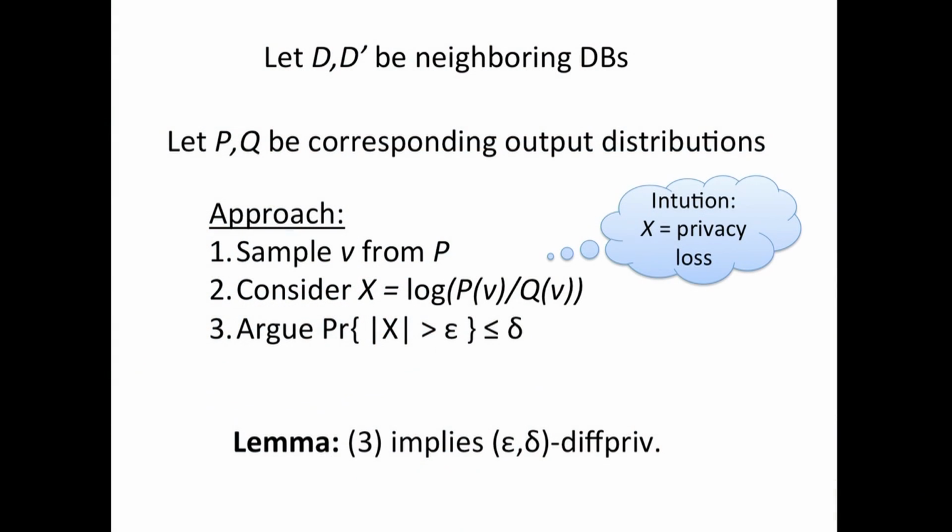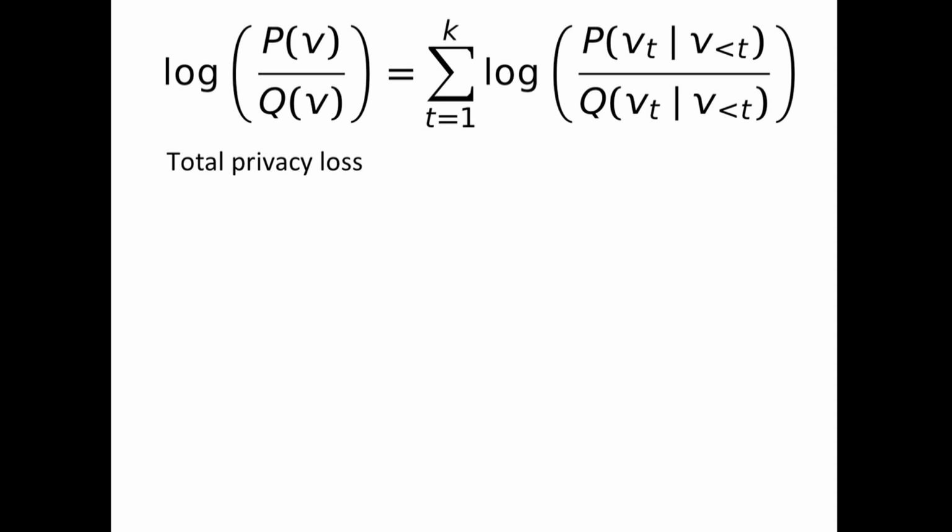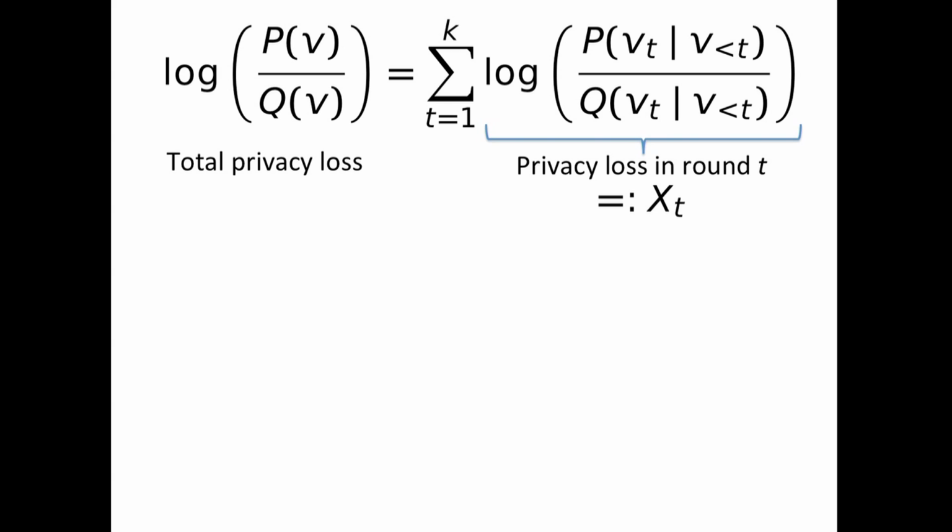And there's an interesting fact, namely, if we can show this third point, that x is bounded by epsilon with high probability, then we actually established epsilon-delta differential privacy. So this lemma is neat because it gives you an operational way to prove epsilon-delta differential privacy by looking at this random variable and analyzing it like a random variable. Okay? So again, this random variable captures the overall privacy loss. I want to think of that as the total privacy loss. And using the rule of conditional probabilities, you can write it as a sum over the privacy loss in each round.